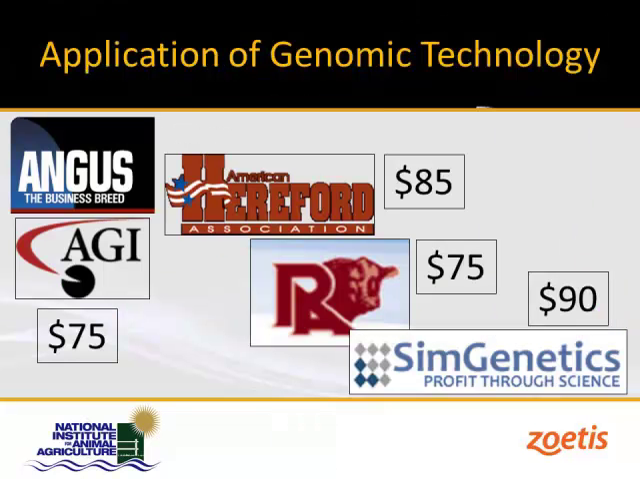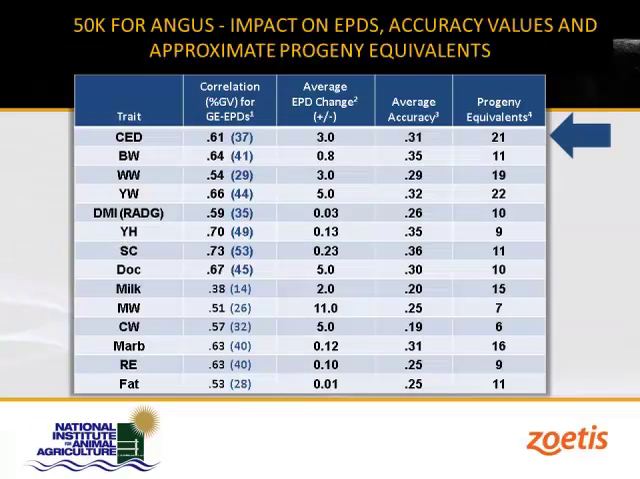Now, the technology doesn't stop with Angus. There are applications in Hereford, Red Angus, and Simmental and SimAngus genetics that are also now at work in our seedstock industry and are starting to take some root. We'll take a little glimpse at how those are being used and what they really mean. Currently, the price ranges from $75 to $90 for the high-density technology. We'll talk a little bit more about how that has changed adoption in the recent few months.